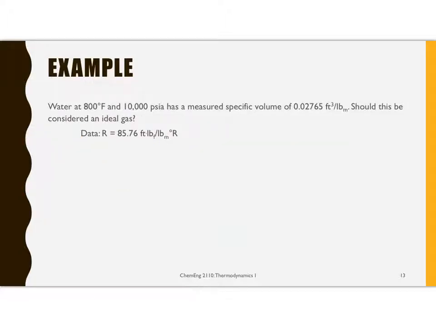So now my question is, does water always behave as an ideal gas? So let's look at a different set of conditions. So water's at 800 degrees Fahrenheit, still a high temperature, but not nearly as high. And my pressure, instead of being 20, which is near atmospheric, I've now gone up to 10,000 psia. And in this case, the measured value of V is 0.02765 cubic feet per pound mass. So we can repeat the calculation.